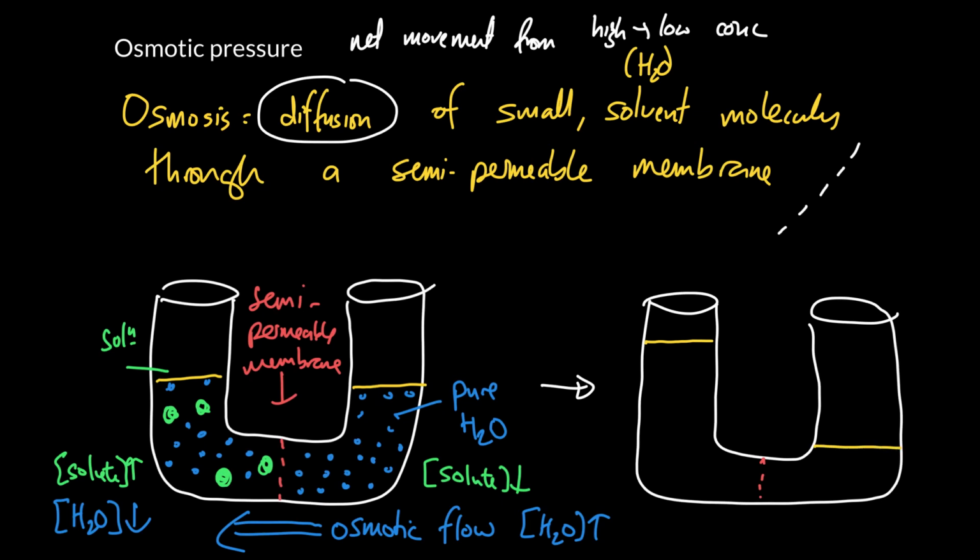And what's kind of interesting about all of this is that that extra solution on the left-hand side is applying what we call a hydrostatic pressure. So the weight of that extra column is pushing down, and so that's the weight, right, the force due to gravity, and it's sort of opposing the net osmotic flow. So the net osmotic flow, right, is from right to left according to my blue arrow.